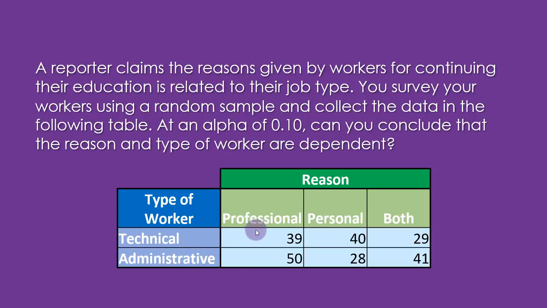You should notice that this is categorical data. We've got one variable, reason, which is categorical, and the other variable, the type of worker, which is categorical, and so we have counts. This should tell you that you would need to run a chi-square test.